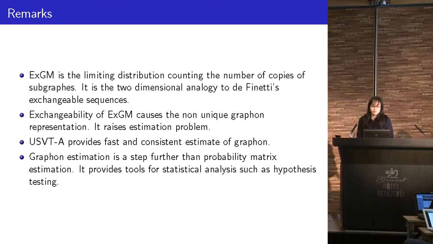Here are a few remarks on the work. The exchangeable graph model is the limiting distribution of counting the number of copies of subgraphs. It is a two-dimensional analogy to de Finetti's exchangeable sequences. This is the main theoretical result of this model, which is important in the sense that it specifies the graphon as the limiting distribution of counting the number of copies of the network structure. The second remark is that exchangeability causes the non-unique graphon representation, which is fine in a generative probability model, but it raises an estimation problem in the backward inference.